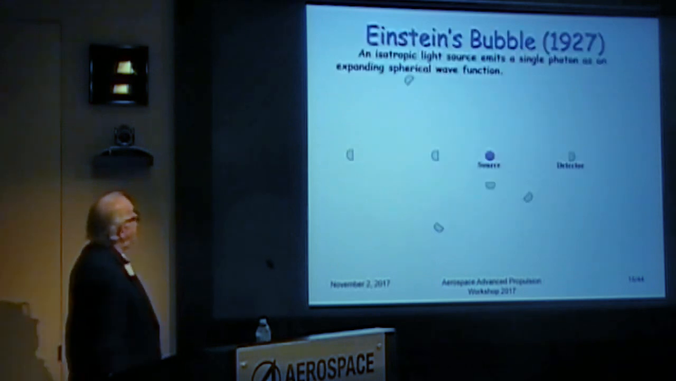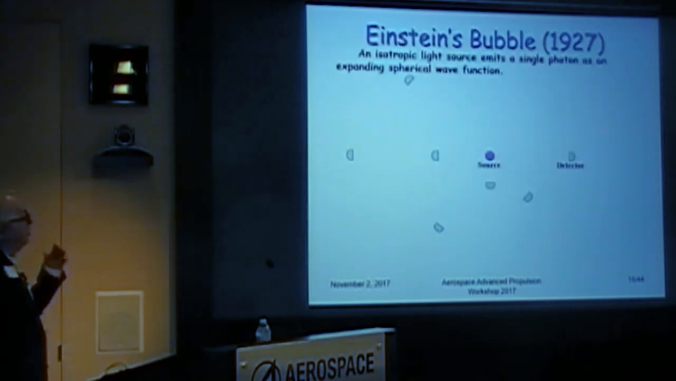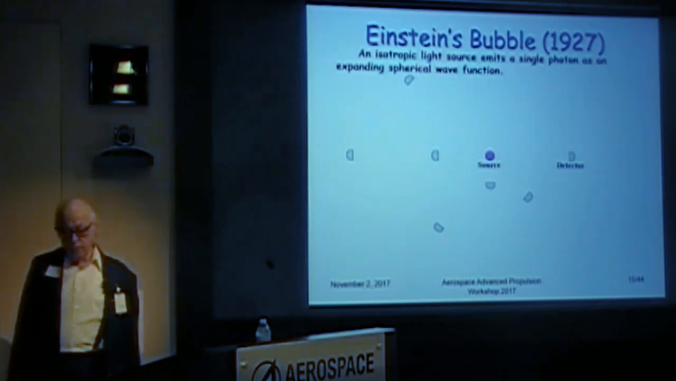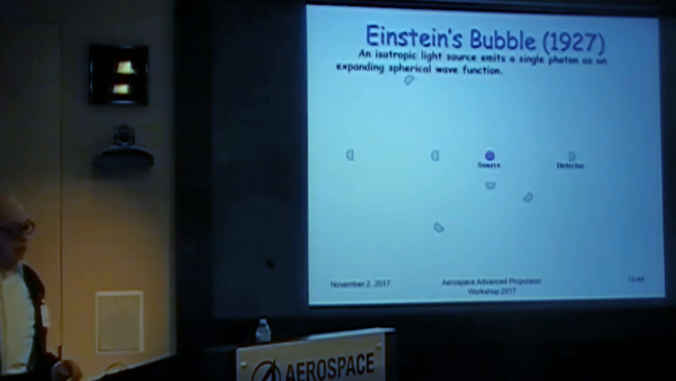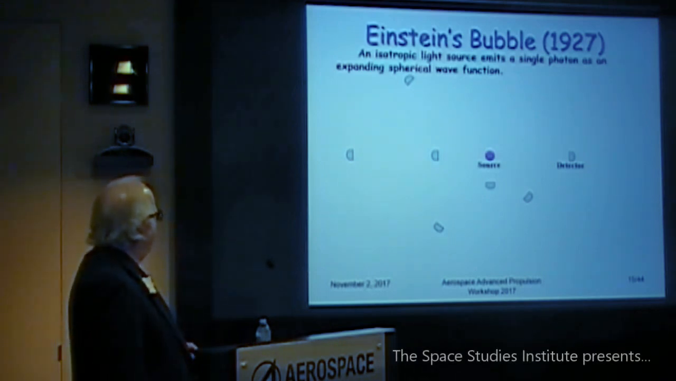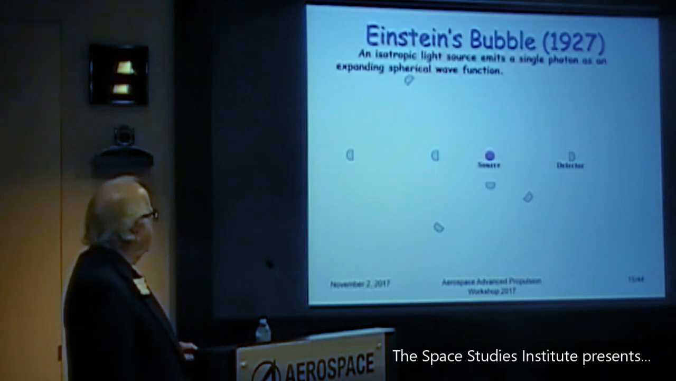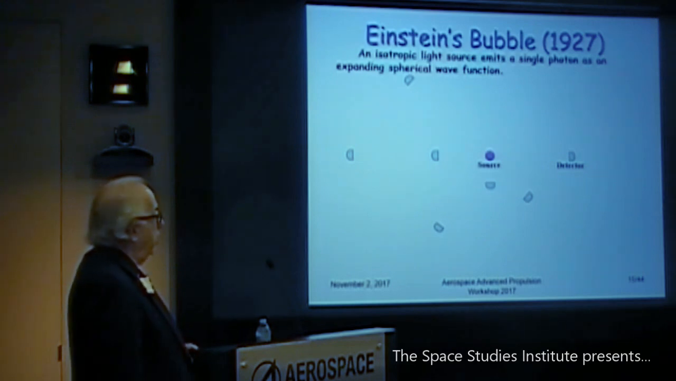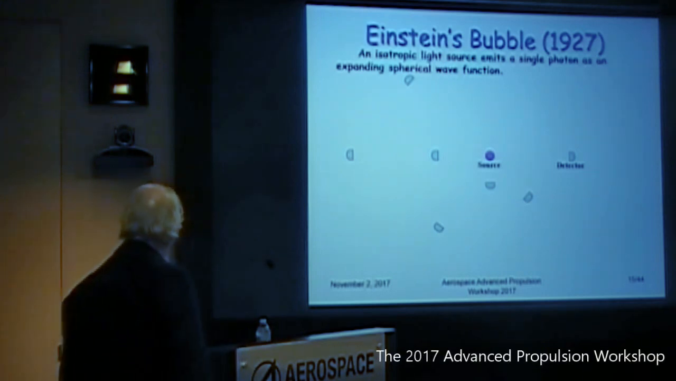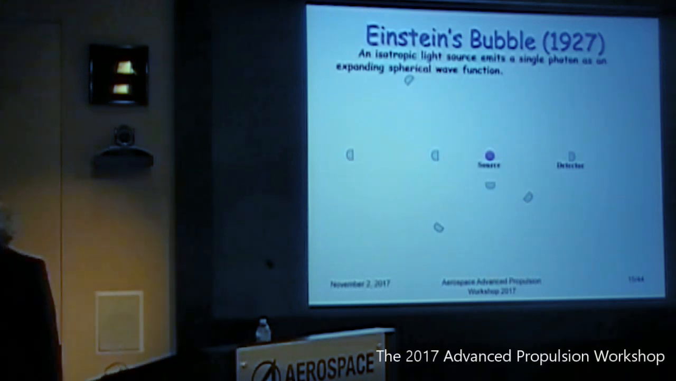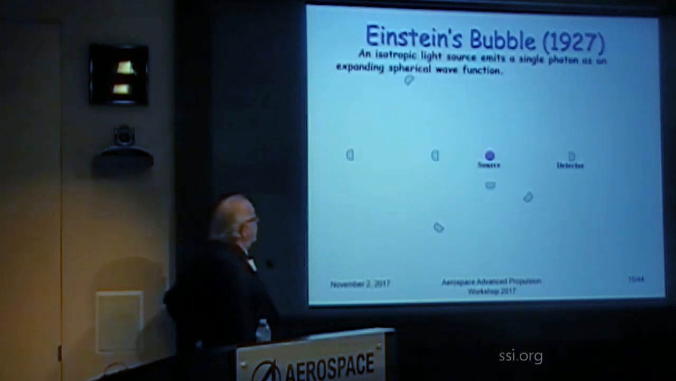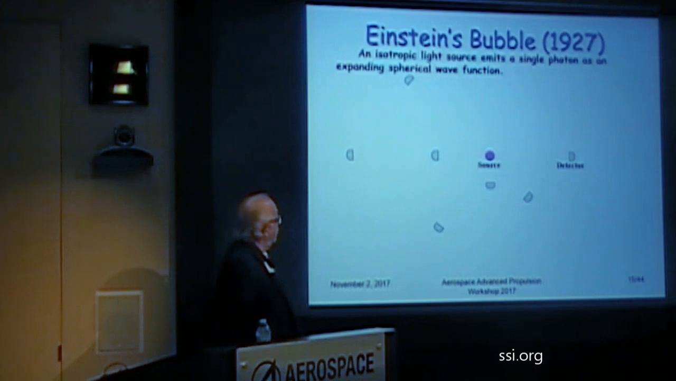Okay, so this is probably the first quantum mechanical paradox. In 1927, there was something called the Solvay Conference, which was sort of the grand opening of quantum mechanics, in which Schrodinger and Dirac and Heisenberg and others introduced the new quantum mechanics and talked about it.